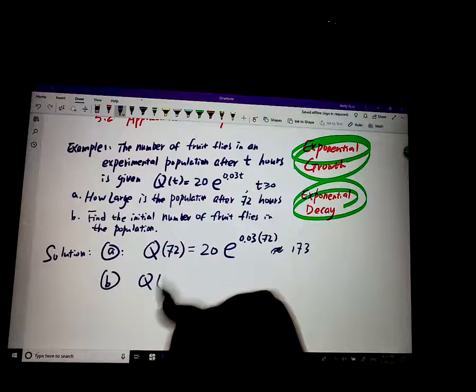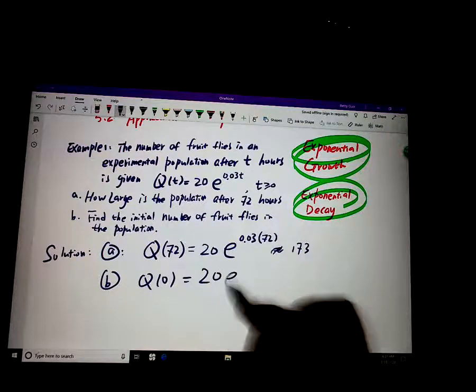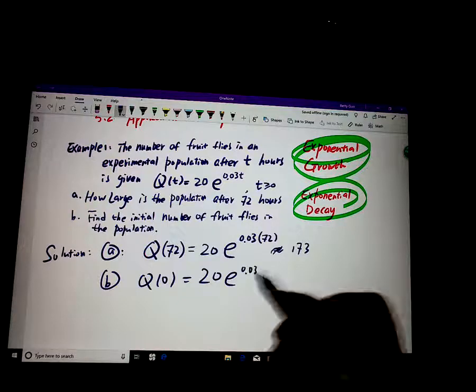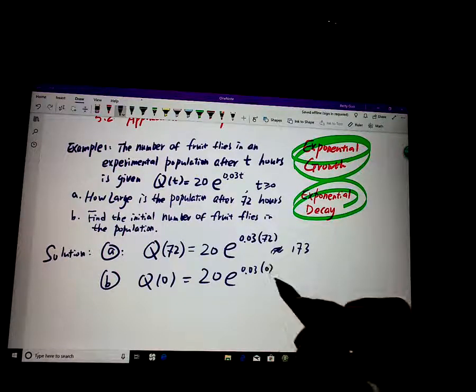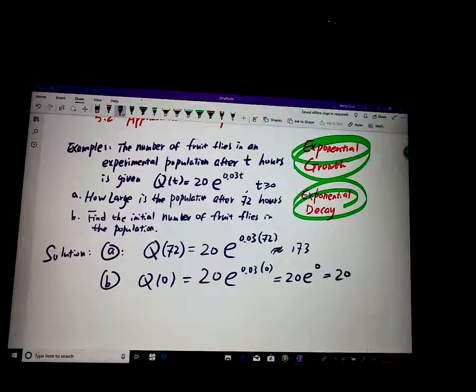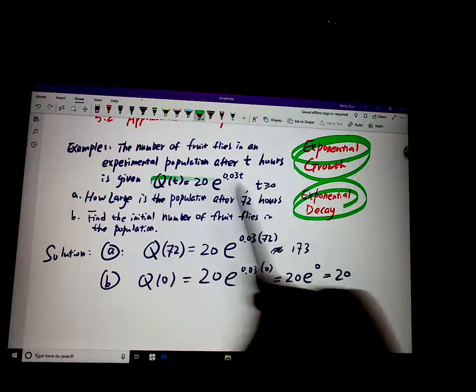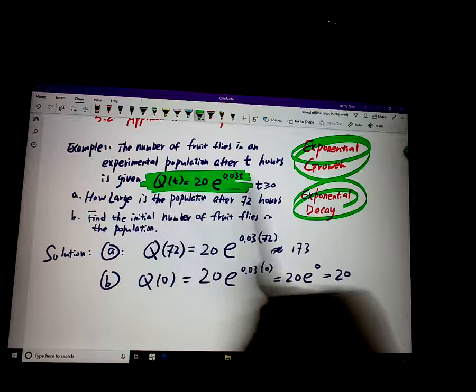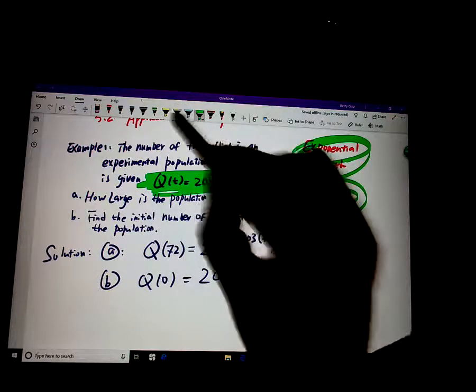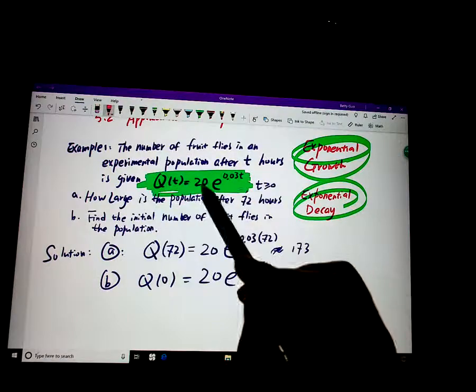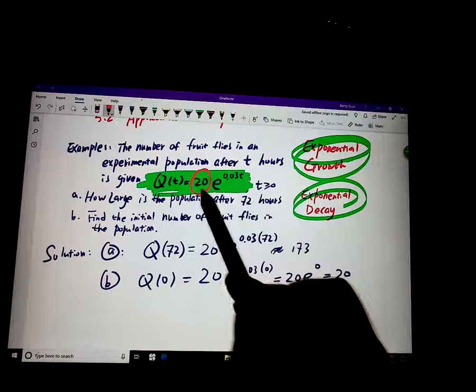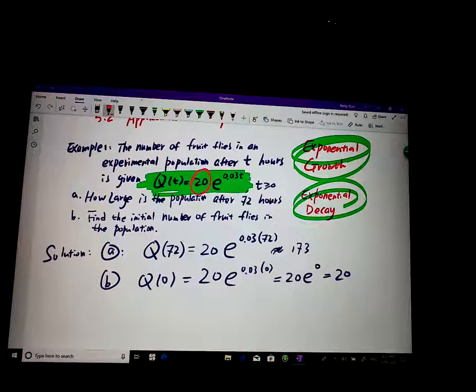Part B, Q sub 0 is 20 e to the power of 0.03 times t equals 0. E to the power of 0 equals 1. Initially, we have 20 fruit flies. So you can see 20 in the function. This is the exponential function. The coefficient of the exponential function is the initial value of the population. This is pretty simple and straightforward.